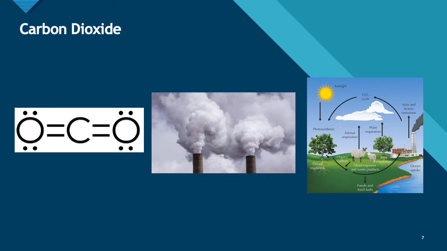It also takes part in the carbon cycle, which is a process that makes carbon go through different spheres like the biosphere, the atmosphere, and so on. Now, this process is very important because it helps to keep the balance of carbon on Earth, and therefore it maintains a stable climate.